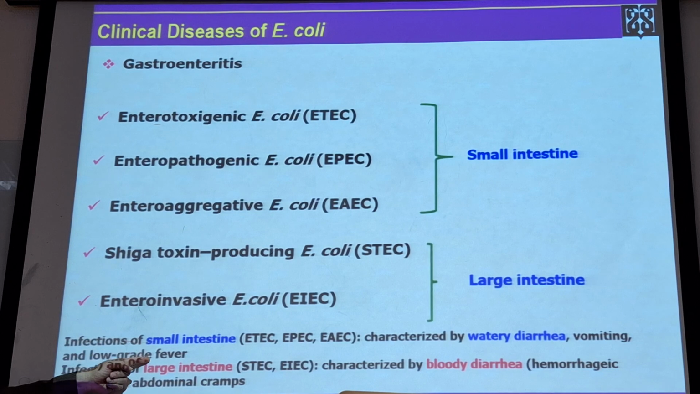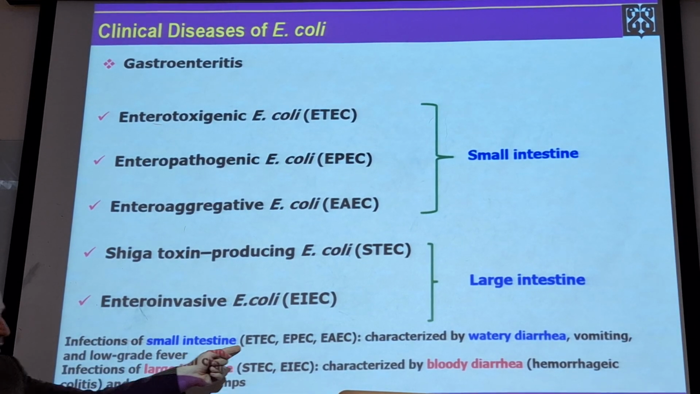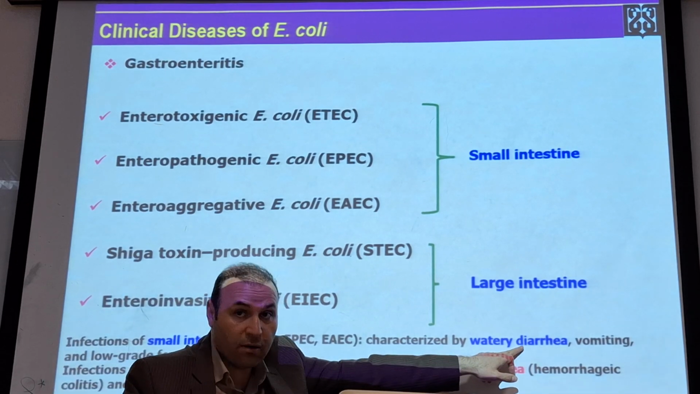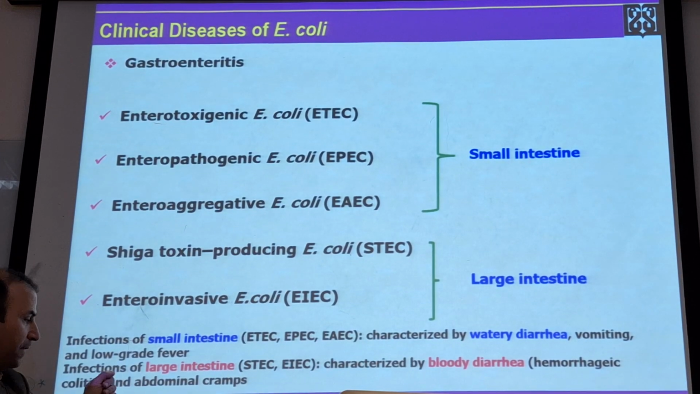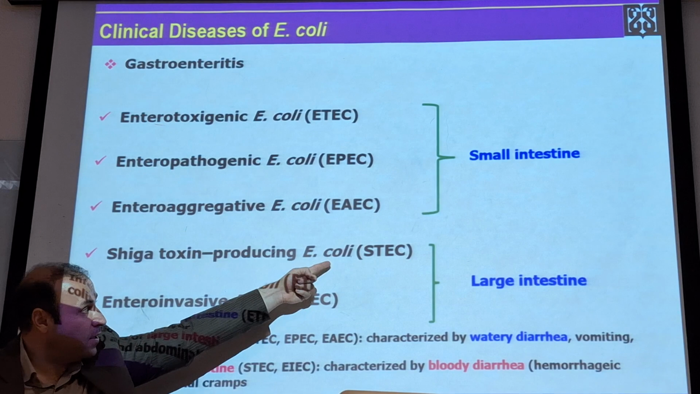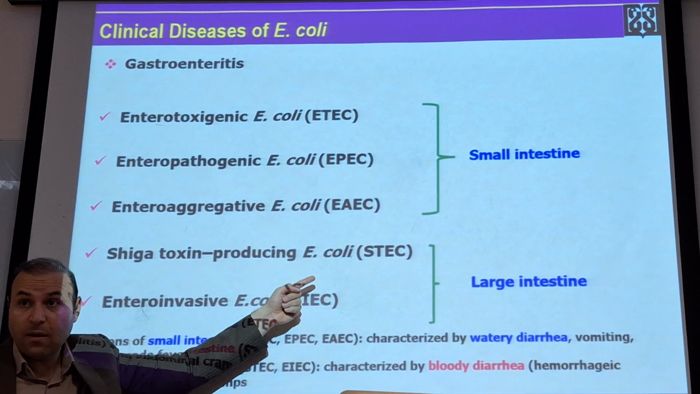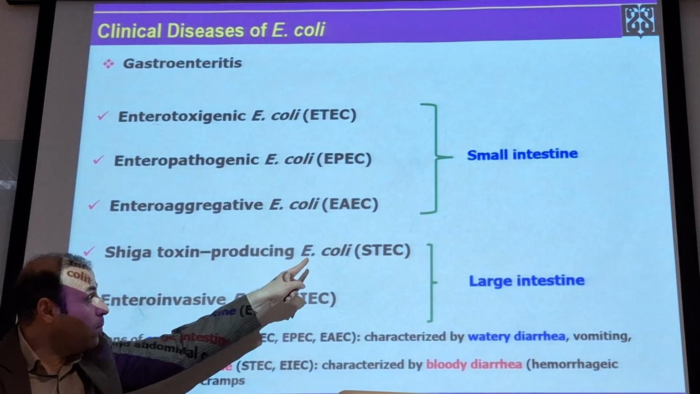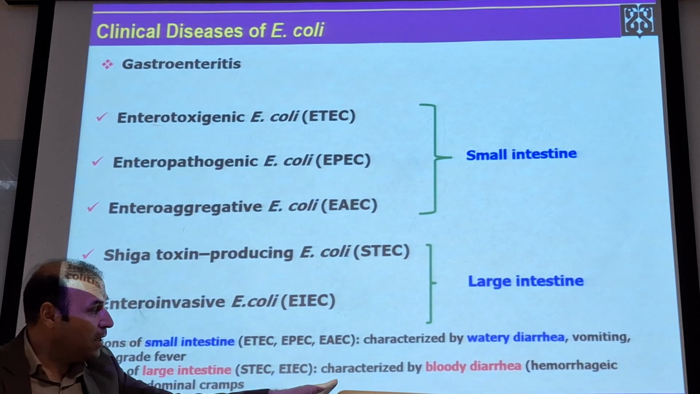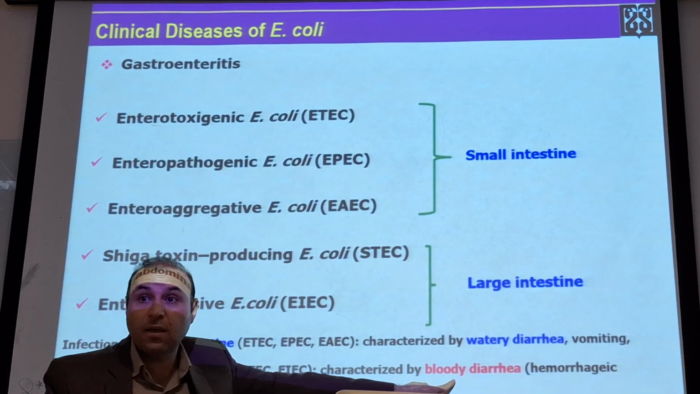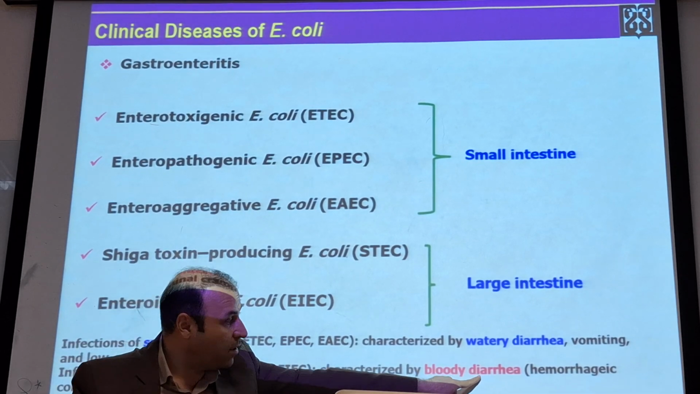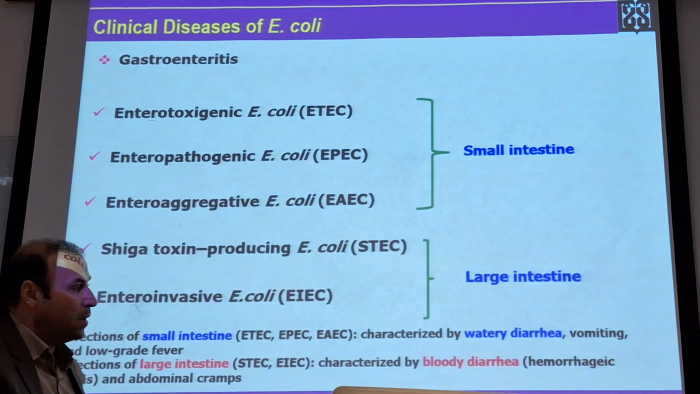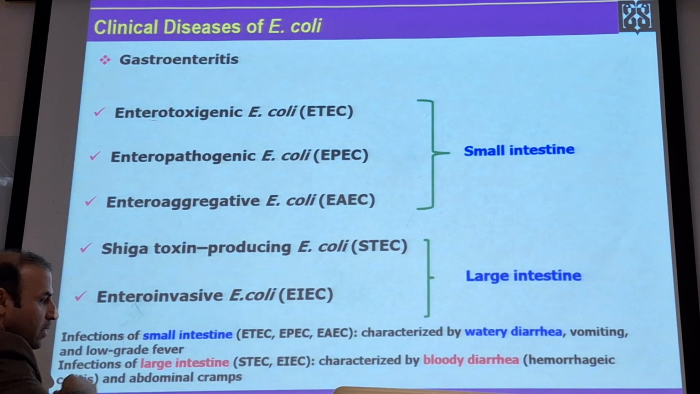Infections of the small intestine by these species are characterized by watery diarrhea, but infections of the large intestine by these strains are characterized by bloody diarrhea.